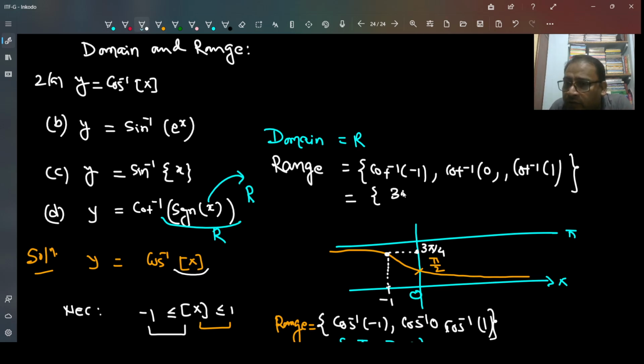So the first value will be 3 pi by 4. Now next is cot inverse 0. At the point 0, it will generate pi by 2. At the point 1, you will get some angle here. So find the angle theta so that cot theta will be 1. So you say that it is pi by 4. So this angle will be 45 degrees.